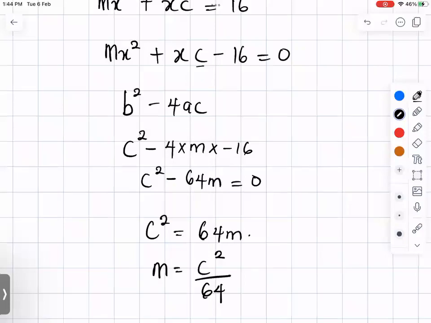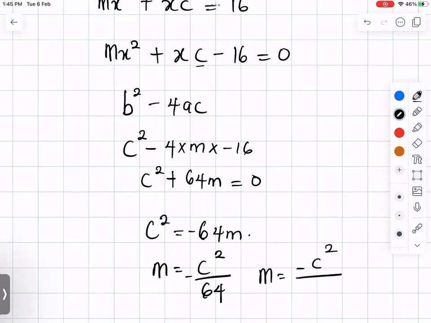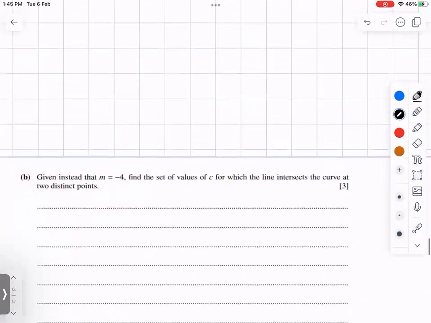I'll go back to this point here. I think we were supposed to have minus here. I'll change this to positive. So that means this becomes negative. So please be careful of the sign, because without the sign, your answer might be wrong. So we have m equals minus c squared divided by 64. So this is all. Please, there are more questions for you.